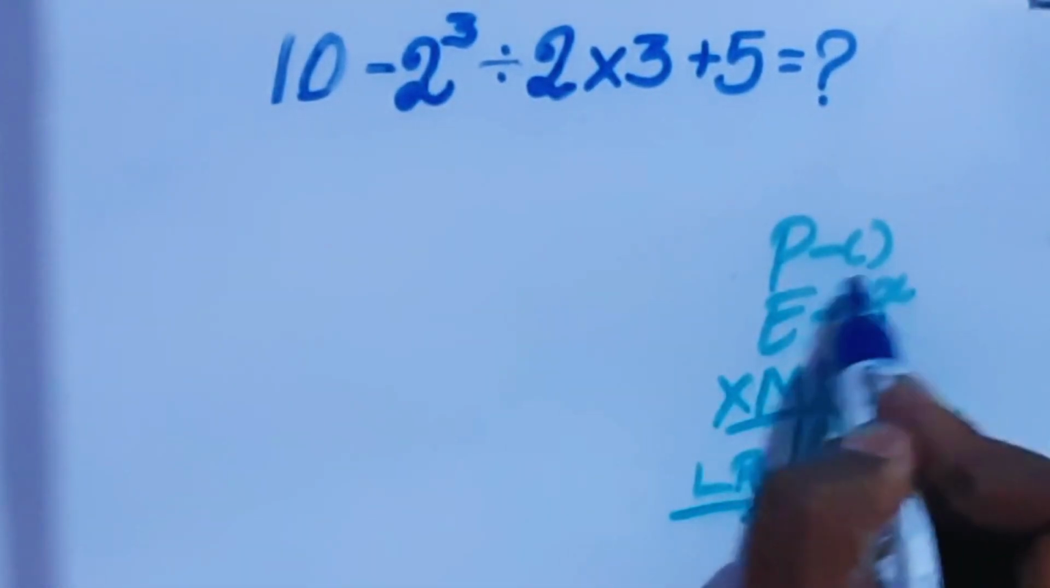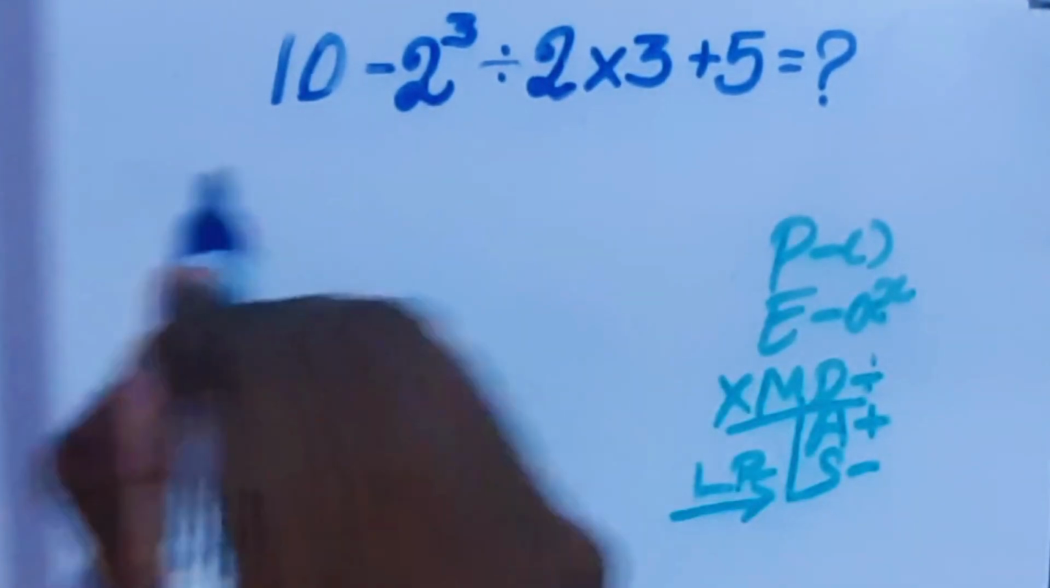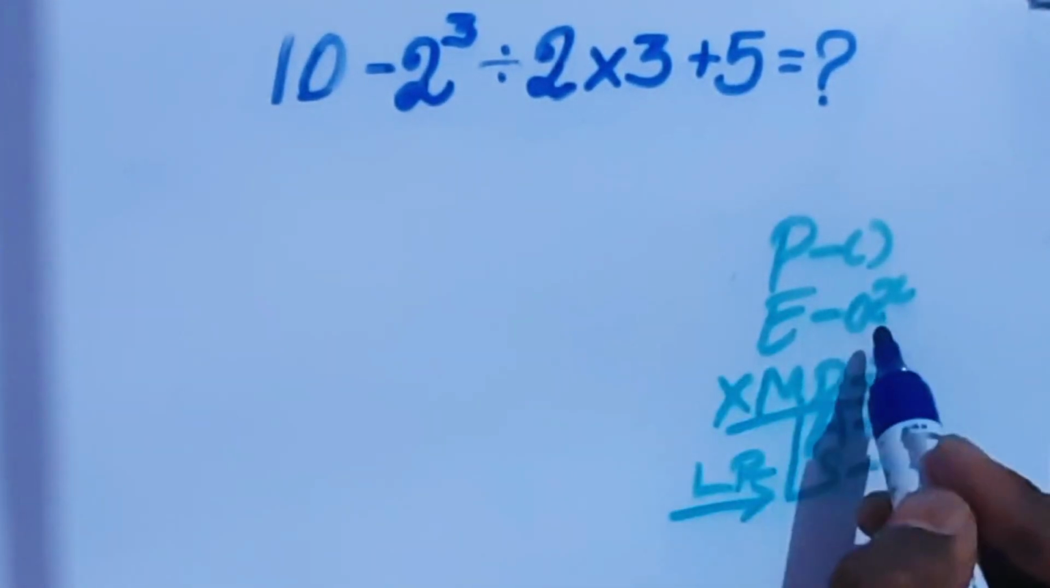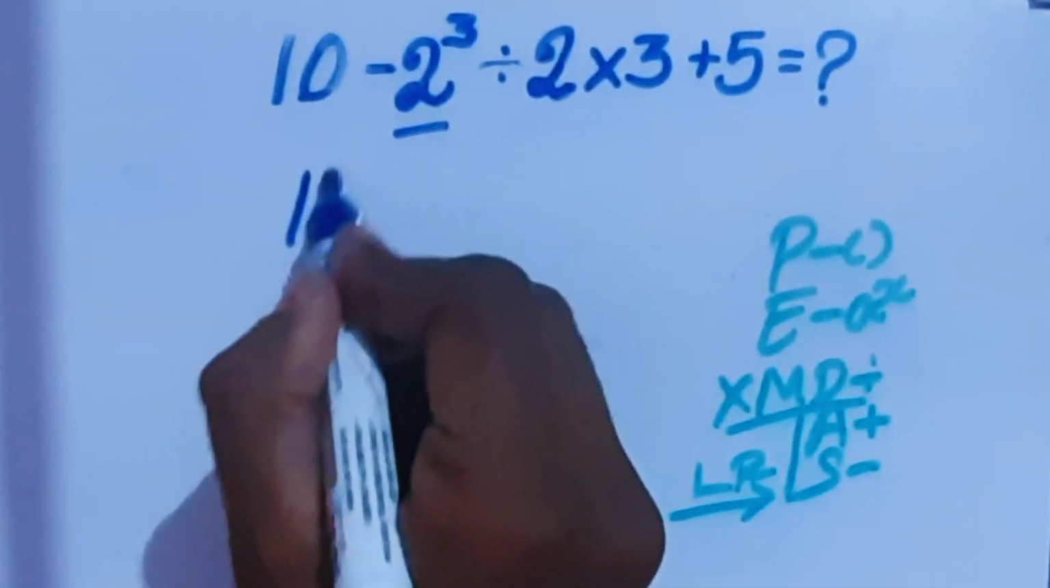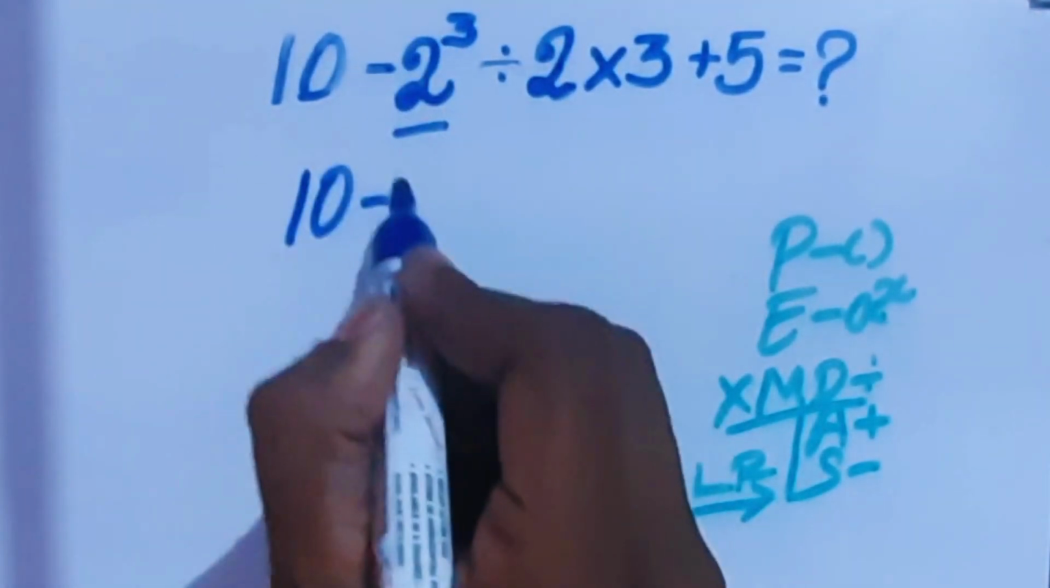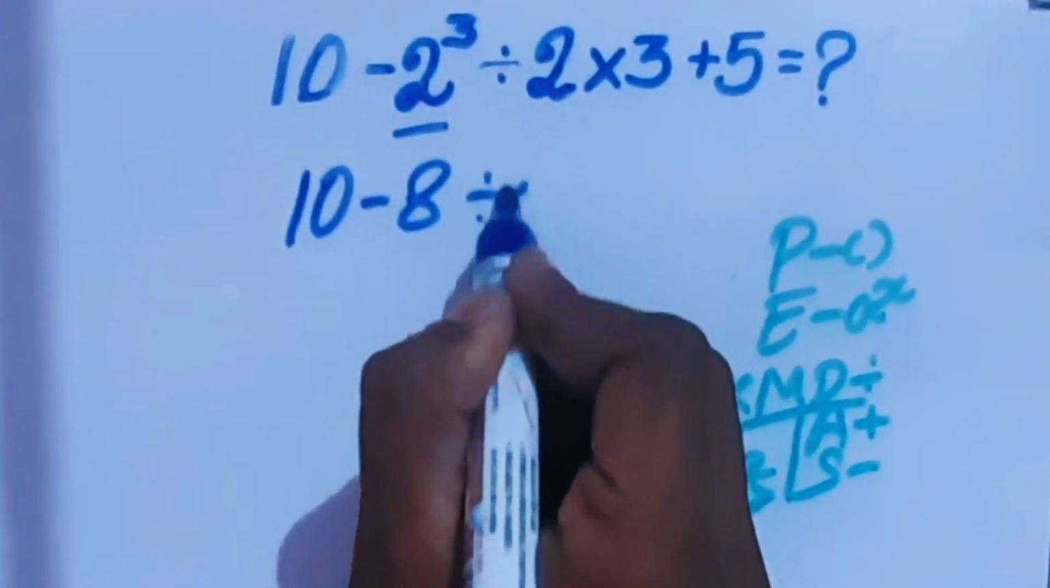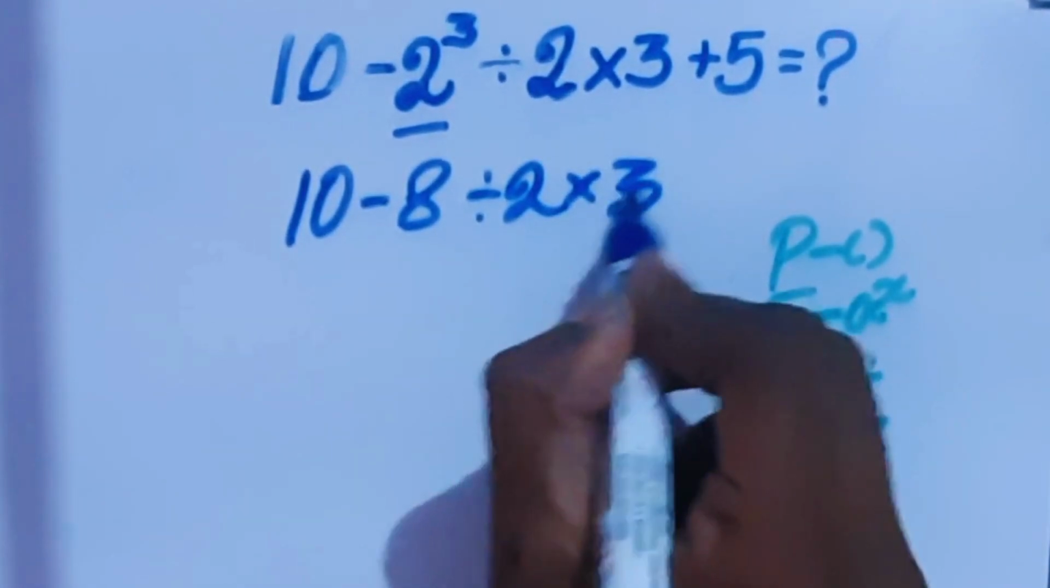Here, as per this order of operations, the bracket is higher priority. We don't have a bracket in this problem. Next priority is exponent. We have an exponent here, that is 2 power 3. Now, 10 minus 2 power 3 is 8 divided by 2 times 3 plus 5.